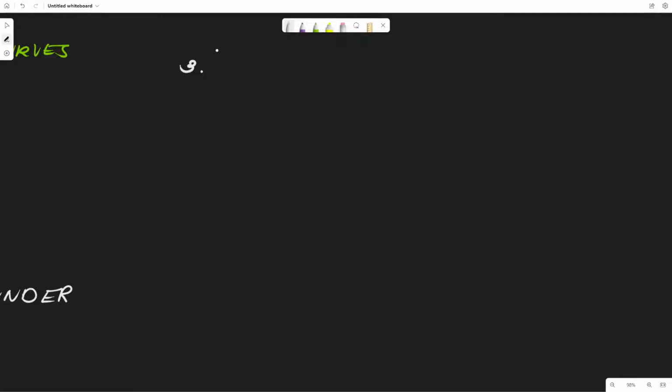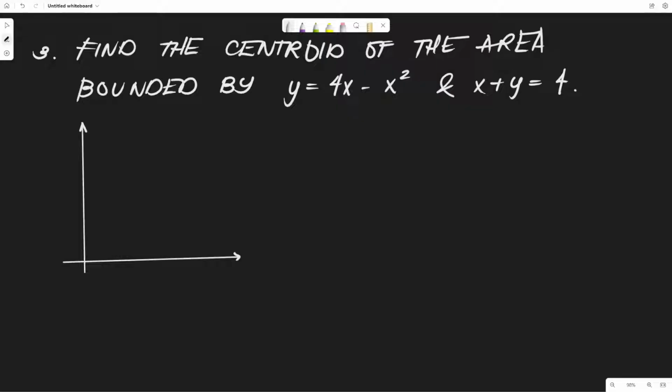So, we have find the centroid of the area bounded by y is equal to 4x minus x squared and x plus y is equal to 4. Okay, so we are integrating in terms of x, walang issue doon. So let's plot, no? Para makita natin yung itsura ng plane natin, no? So for y is equal to, ito muna tayo, y is equal to 4x minus x squared.